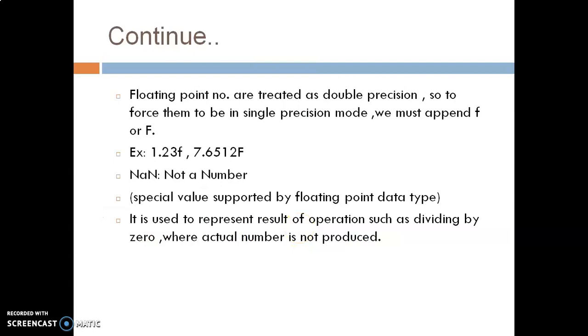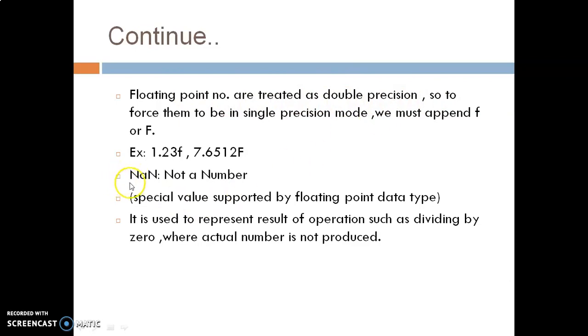When I am talking about floating point numbers, while writing the program, after the number, you can write small f or capital F. Floating point numbers are treated as double precision. So to force them to be in a single precision mode, we must append f or F. अगर आप चाहते हैं कि आप उसमें precision अच्छा use करें, तो you can use small f or capital F. You must append small f or capital F. As it is written, floating point numbers are treated as double precision to get the proper accuracy.